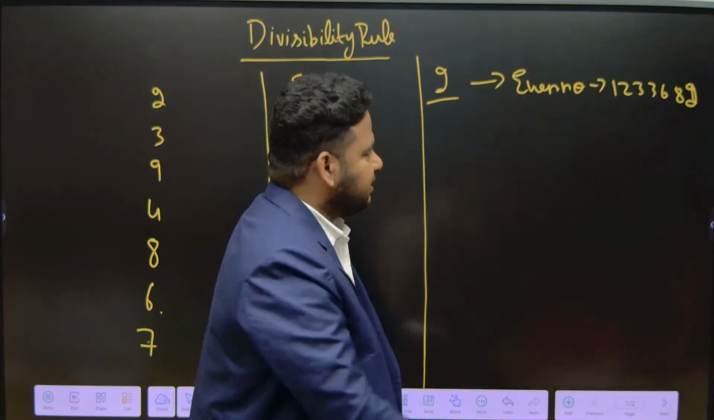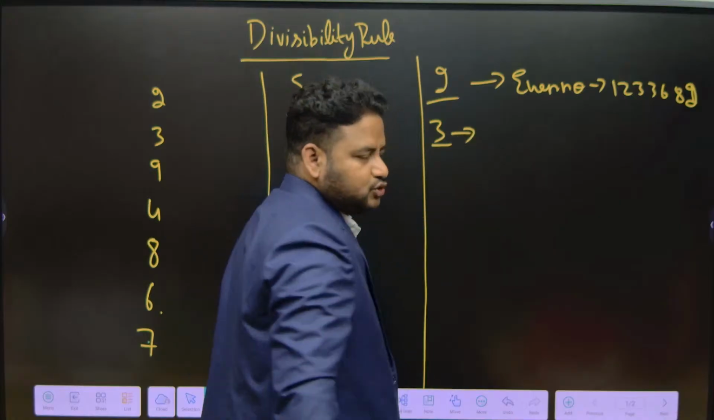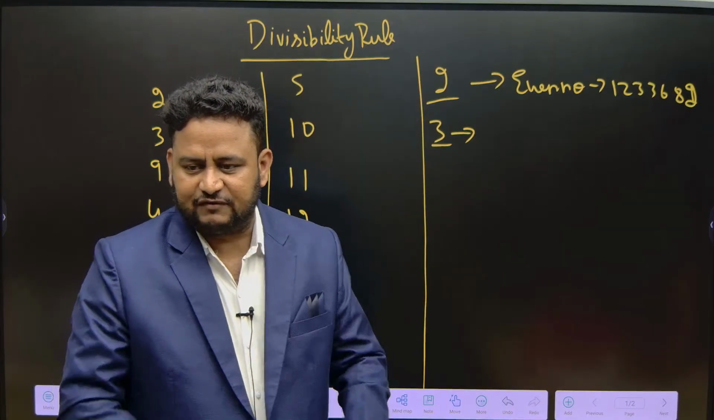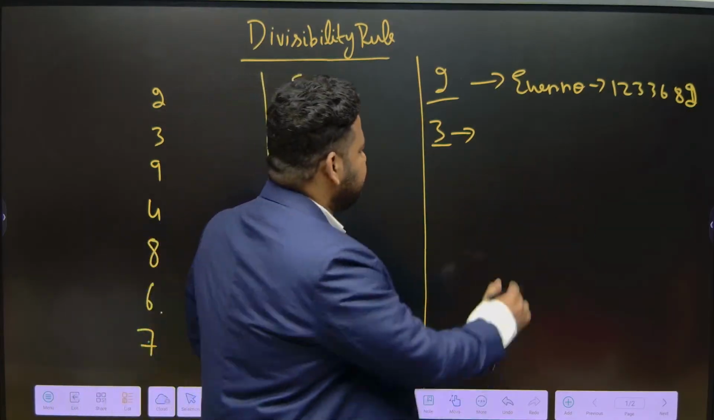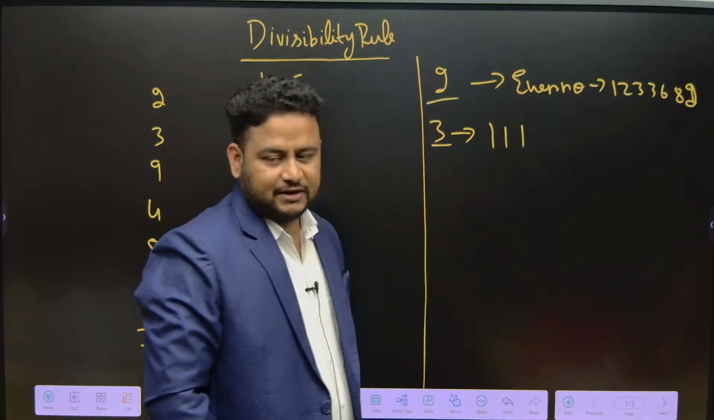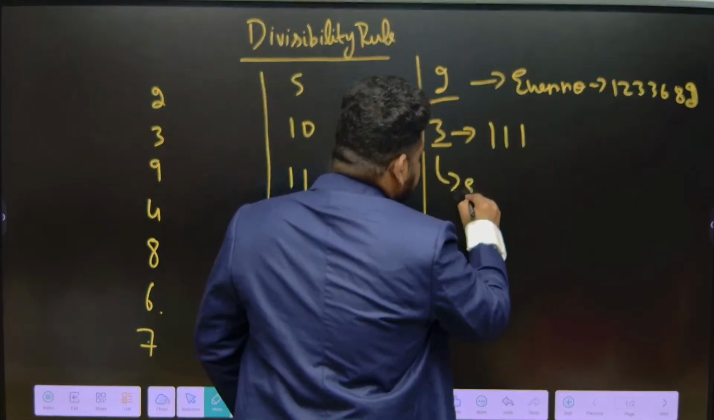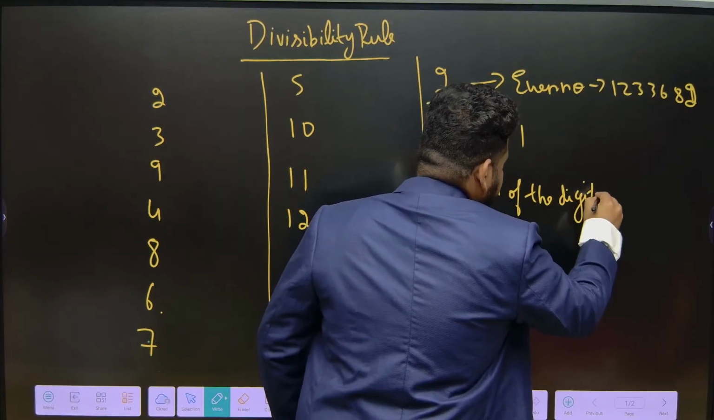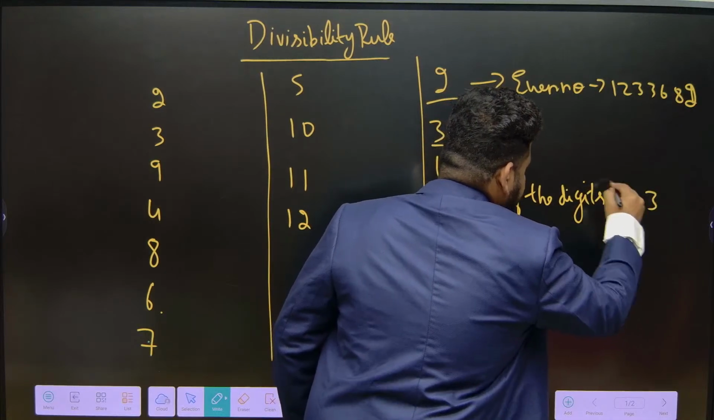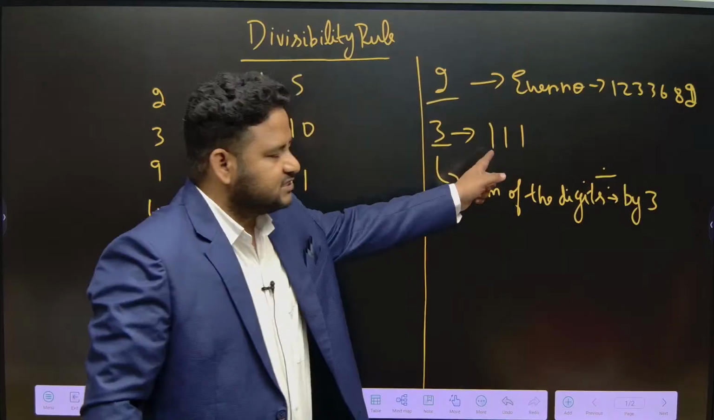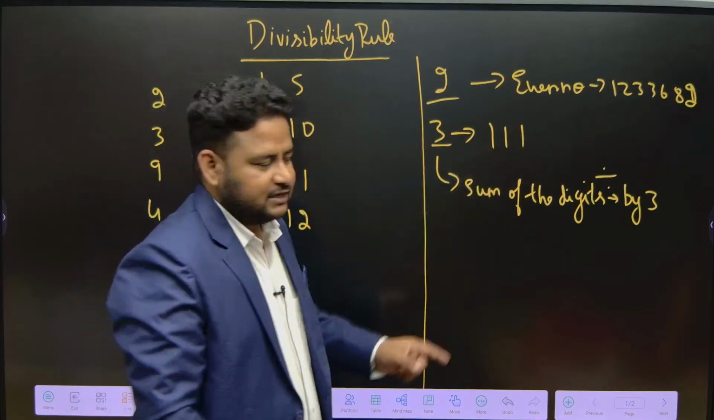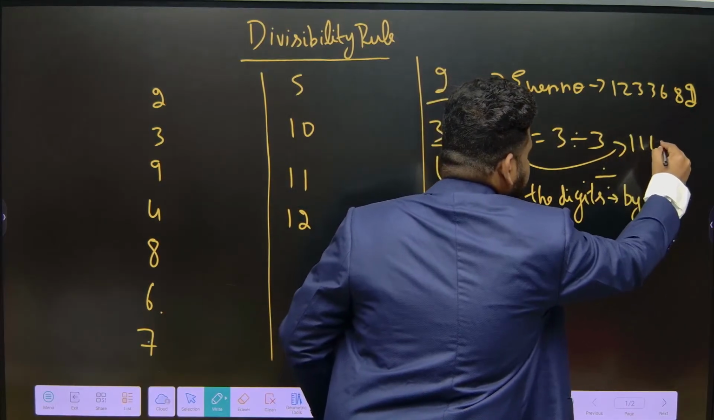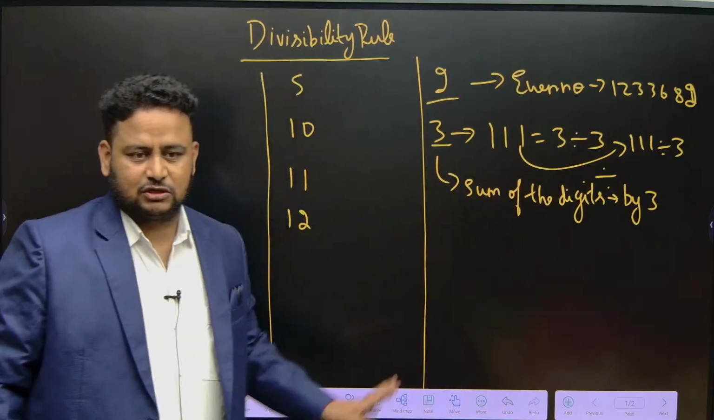Very simple. Now when it comes to divisibility rule by 3, whatever the number they have given, if you add its digits and that sum is divisible by 3, then definitely the whole number is divisible by 3. Suppose I give the example 111. Here the trick is: the sum of the digits must be divisible by 3. Here the sum of the digits is 1 plus 1 plus 1, it is 3. So 3 is divisible by 3. So definitely 111 is also divisible by 3.